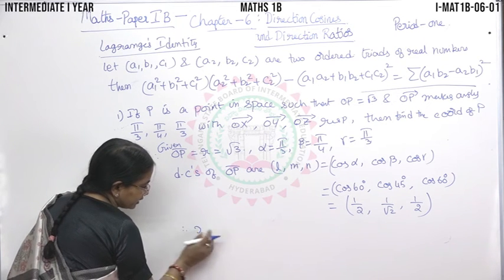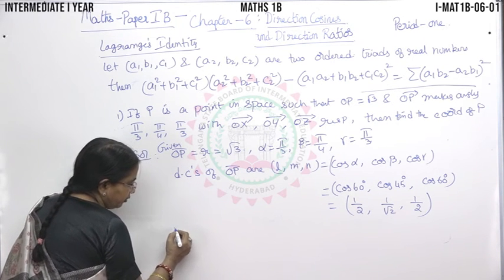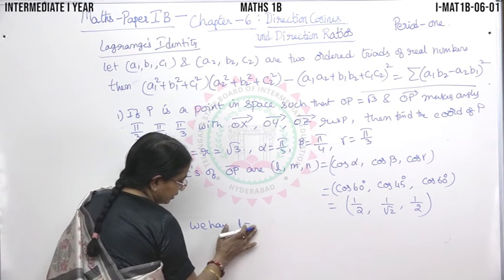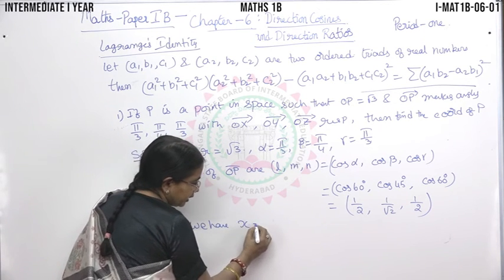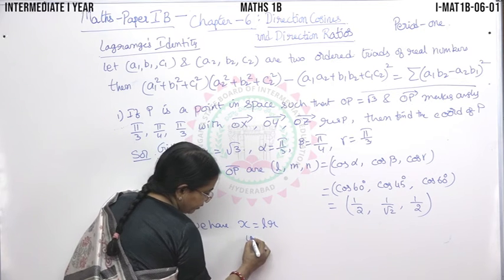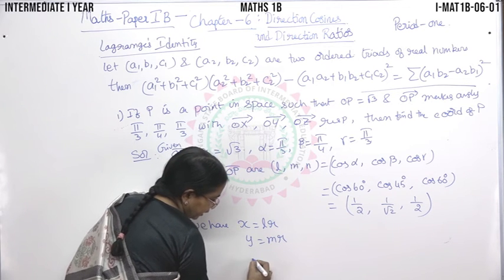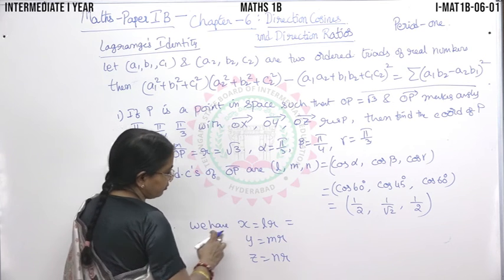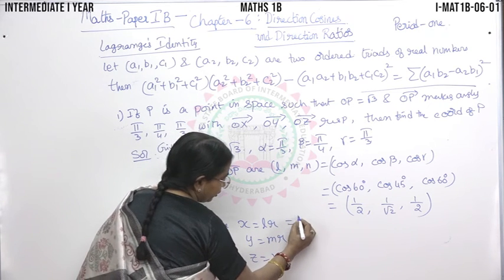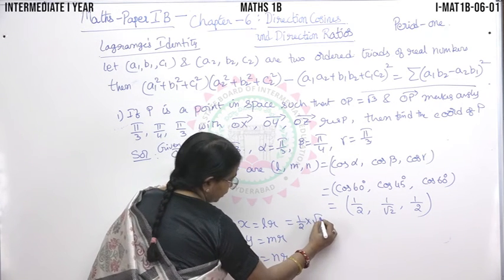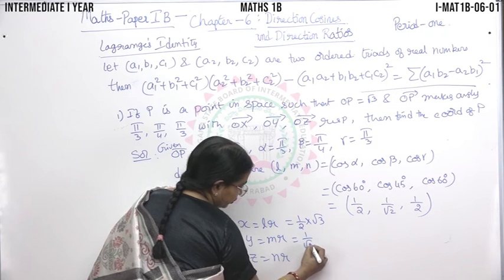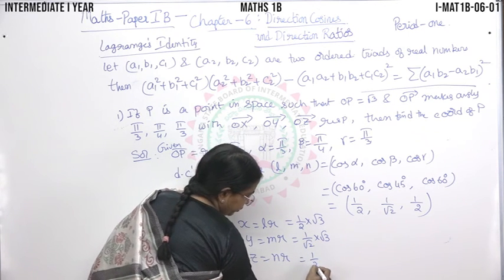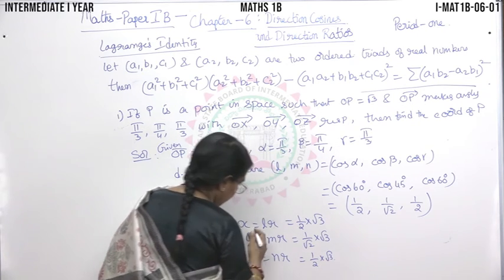Therefore, x, y, z, the coordinates of P, we have the formula as x is equal to LR, and then y is equal to MR, and then z is equal to NR. You are given R directly, so you will just multiply: x is 1 by 2 into root 3, y is 1 by root 2 into root 3, and then z is 1 by 2 into root 3. So these are x, y, z values.